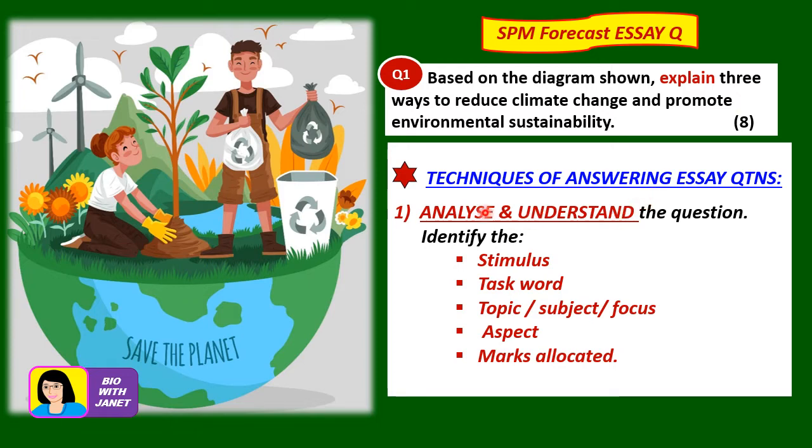Now the first thing you need to do is to analyze and understand the question. So read the question a few times, highlight the important points, and identify these components of the question, which are the stimulus, task word, the topic that's tested, what aspect is it that we have to write about, and then the marks allocated on the right hand side. Okay, so let's see how to analyze this question.